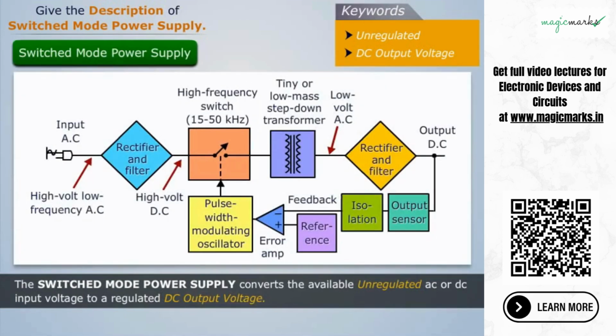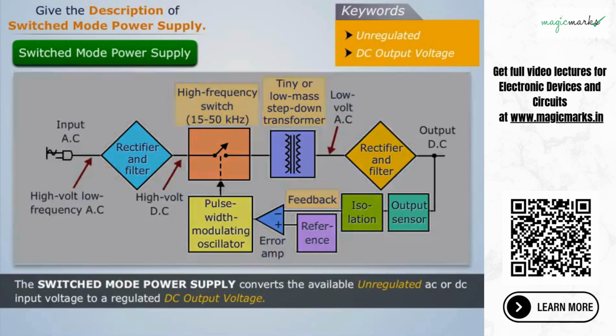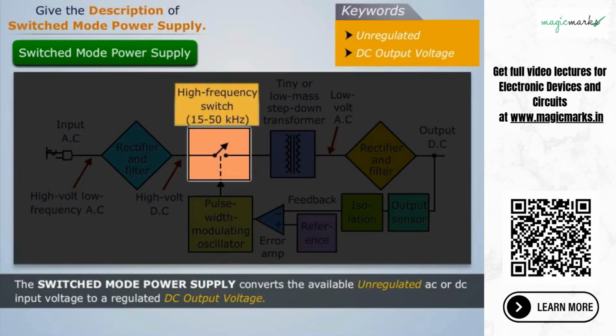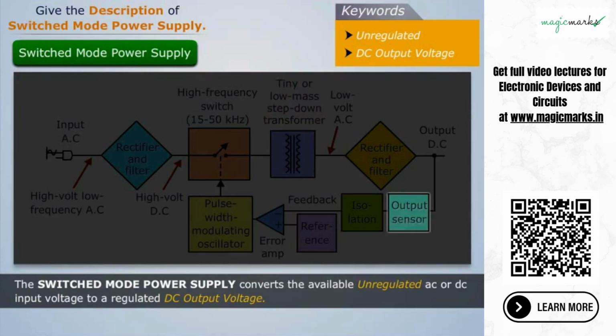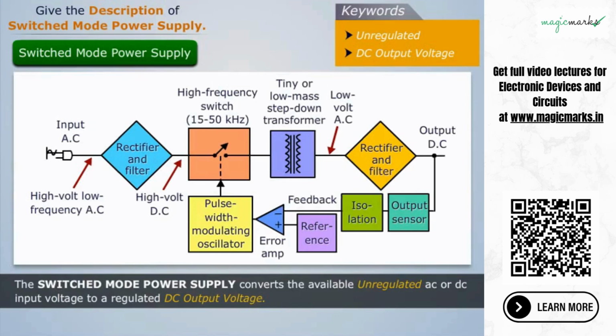Let us discuss the block diagram of switched mode power supply. The block diagram of SMPS consists of 8 elements: rectifier and filter, high frequency switch, transformer, output sensor, isolation, feedback block, PWM oscillator. Now let us discuss the operation of switched mode power supply.